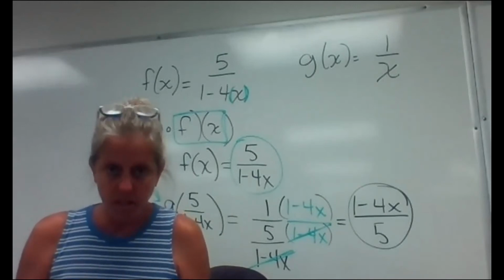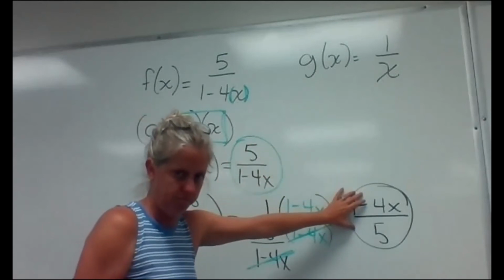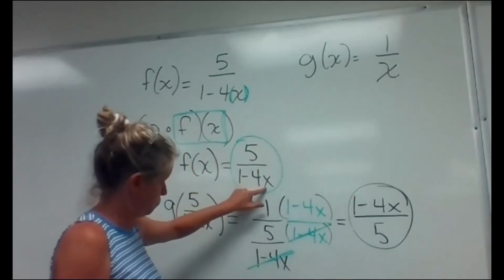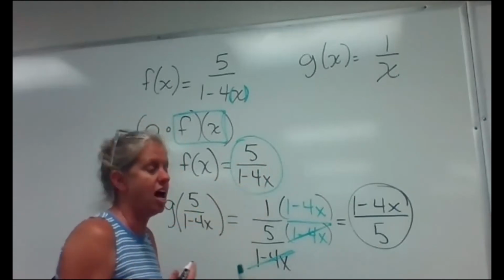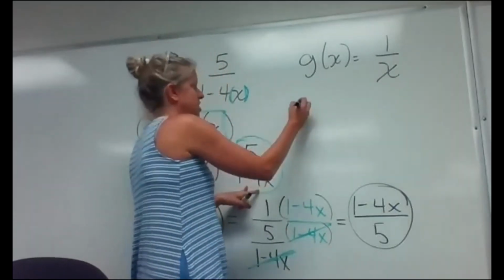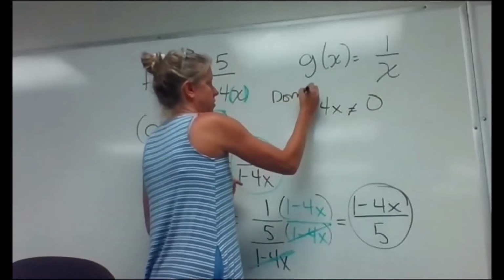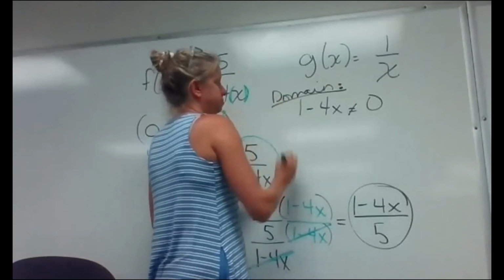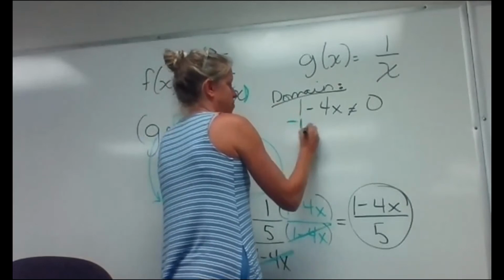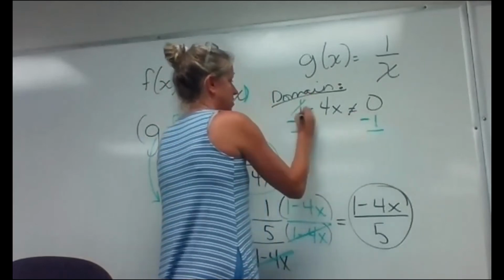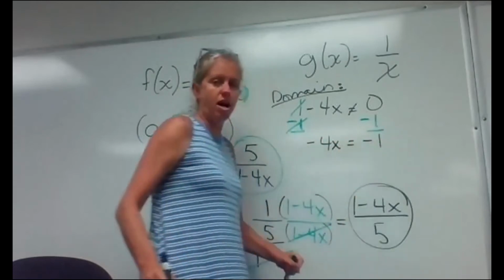Now, the domain part. Remember, you're looking in 2 spots, here and here. This one's going to create a restriction, right? Because I have a fraction and there's an x in the bottom of it. So how do I find this restriction? Whatever that denominator is, say that can't equal 0. I'm finding the domain now. So get rid of the 1. I'm going to subtract 1 from both sides. So all I'm left with here is negative 4x equals negative 1.